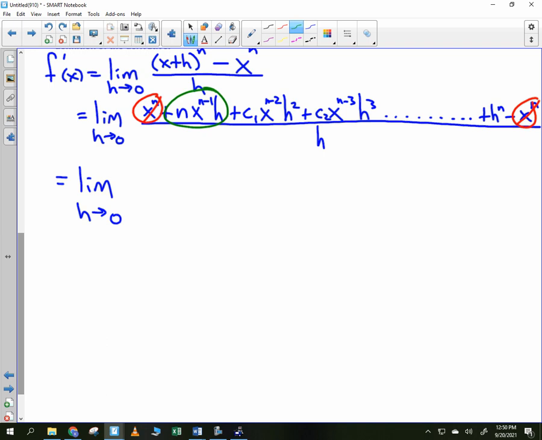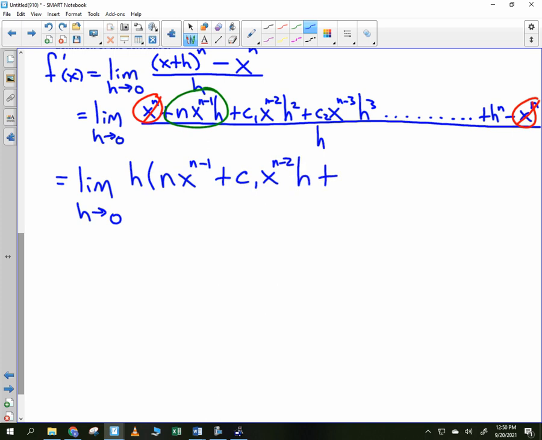If I factor an h out, what is that green term going to look like? x to the n, or I'm sorry, n times x to the n minus 1. n times x to the n minus 1. And then the h is out front, right? How about the next term? What's that going to look like? Yeah, c sub 1 times x to the n minus 2 times h.